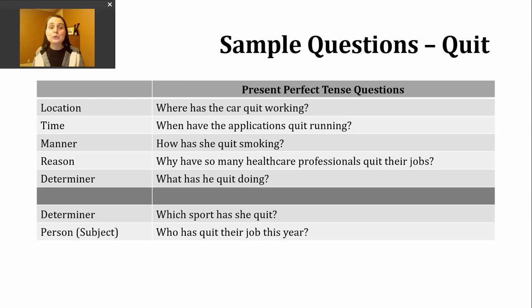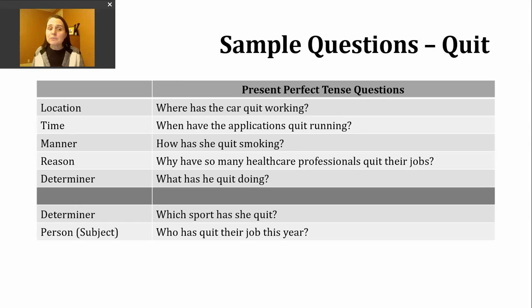We can also use the question word why to ask for the reason, to help explain what motivated somebody to do a particular action. Here's an example of that. Why have so many healthcare professionals quit their jobs? If you've been following the news, you might have read stories about a large number of nurses, doctors, and other healthcare professionals who have decided to quit their jobs connected to the pandemic.